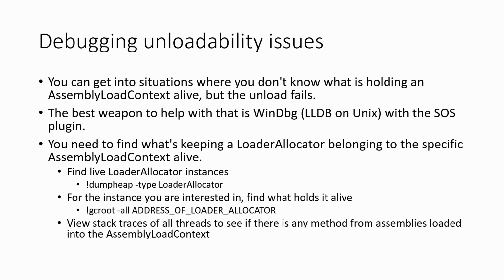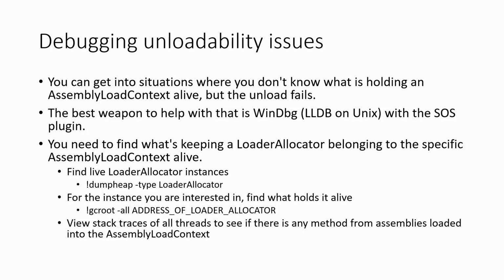So as I said, you can get into situations where you think you have everything right and you don't know what is holding the assembly load context alive, but the unload still fails. The best weapon to help debug it is WinDBG on Windows or LLDB on Unix, both with the SOS plugin. So first you need to find out what's keeping the loader allocator, the managed LoaderAllocator class instance, alive that belongs to the assembly load context. So use the dumpheap SOS command with the -type LoaderAllocator option, which dumps all the instances of loader allocator on the heap.